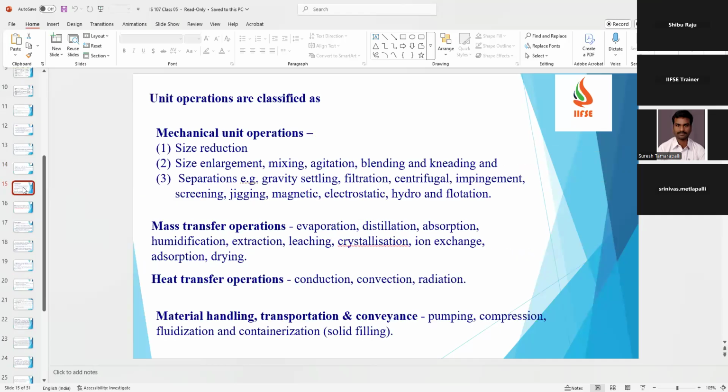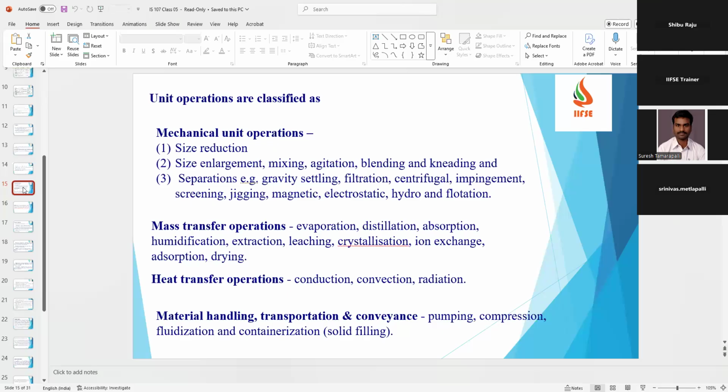Then unit operations, like again mechanical unit operations: size reduction, size enlargement, mixing, agitation, blending, kneading, or separation, which is gravity settling, filtration, centrifugal impingement or screening, jigging, or magnetic, electrostatic or hydro flotation. And mass transfer operations: again evaporation, distillation, absorption, humidification, extraction, leaching, crystallization, ion exchange, adsorption or drying.